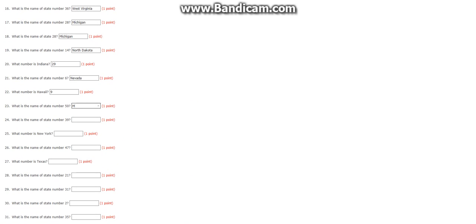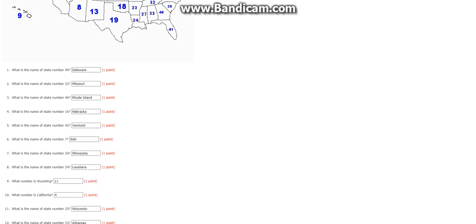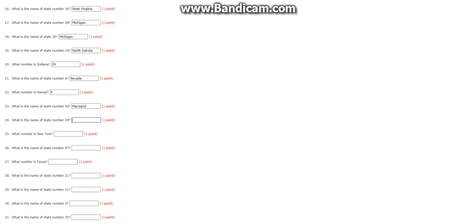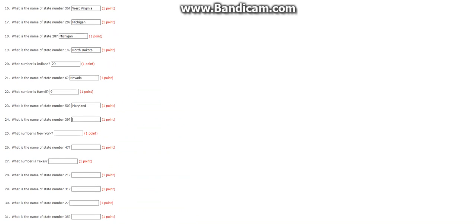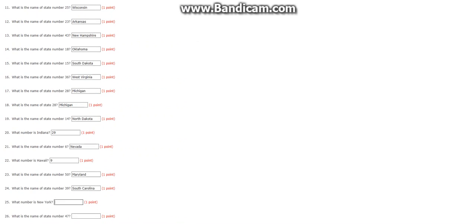Maryland. Pretty sure these numbers aren't in any order, Maryland, as I like to call it. It's easier to spell. Can't really spell that. If you say Maryland, sounds better. 39. Who's lucky 39? Right there. South. I almost said Africa. I don't know why. South Carolina. People get confused where the Panthers are. They are in North Carolina, not South. I don't know why people think South. Everyone knows North is better. New York's 34. That doesn't make any sense.